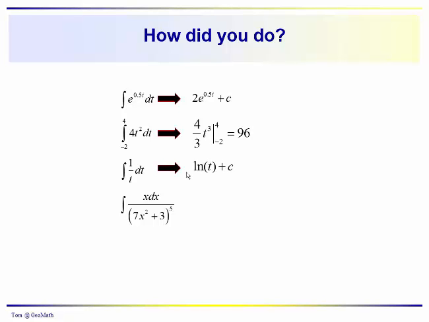This example is just to remind you of the special case. The integral of 1 over t is going to be equal to the log of t plus c. Fairly straightforward. On this one, what did you get? Did you come up with -1/56 times (7x squared plus 3) to the -4th power?